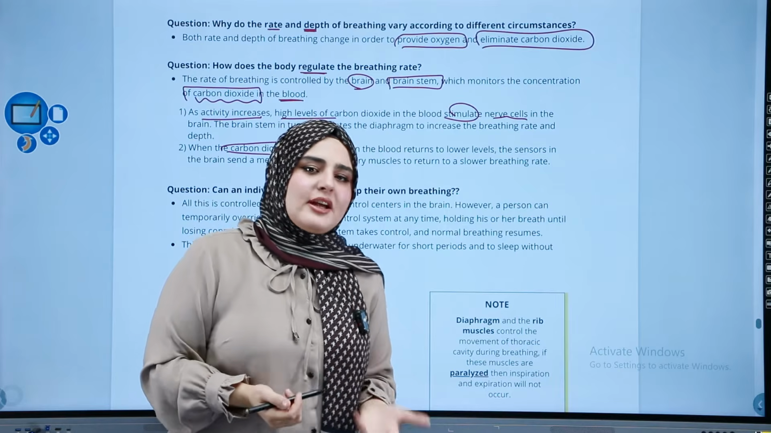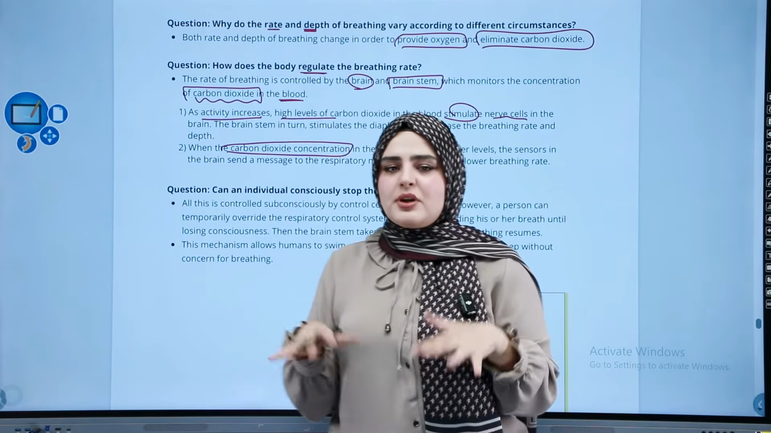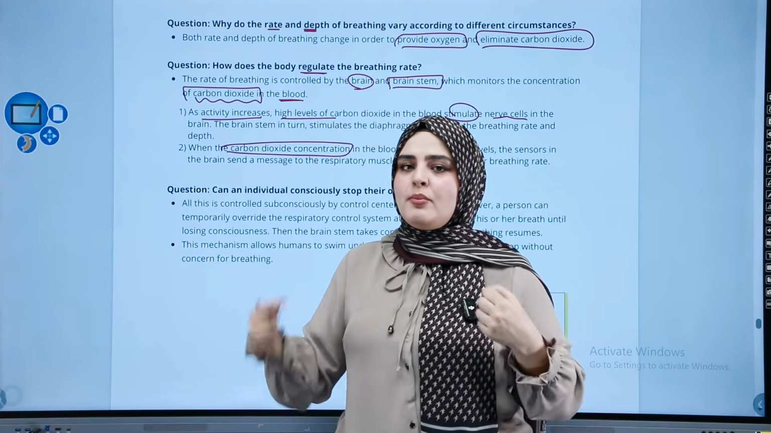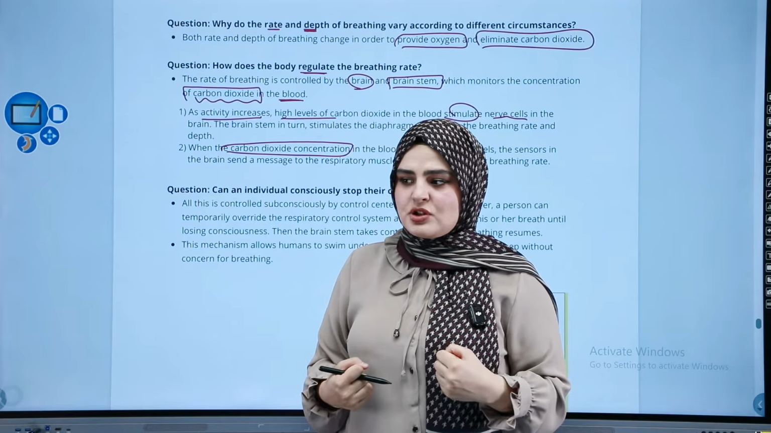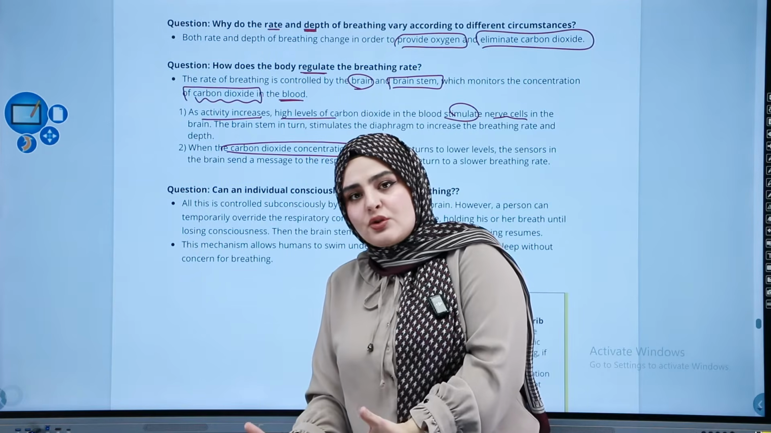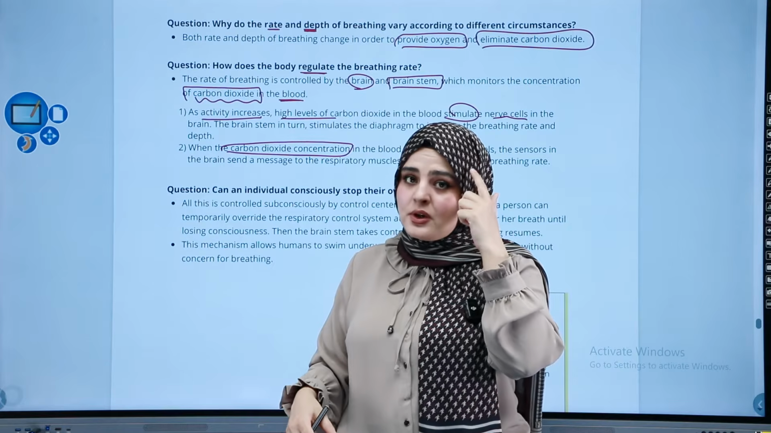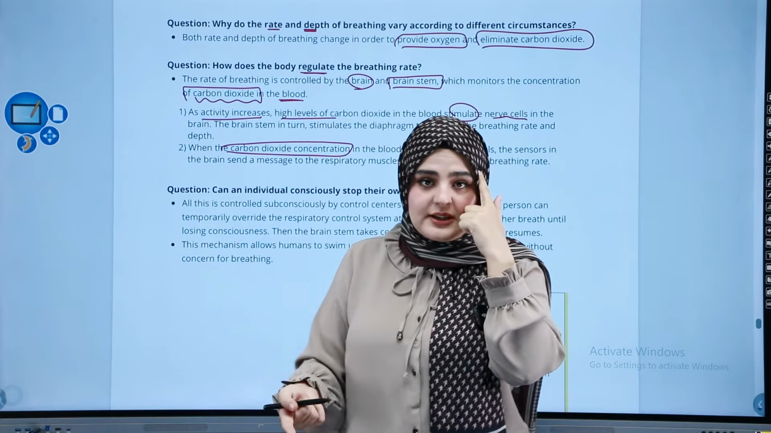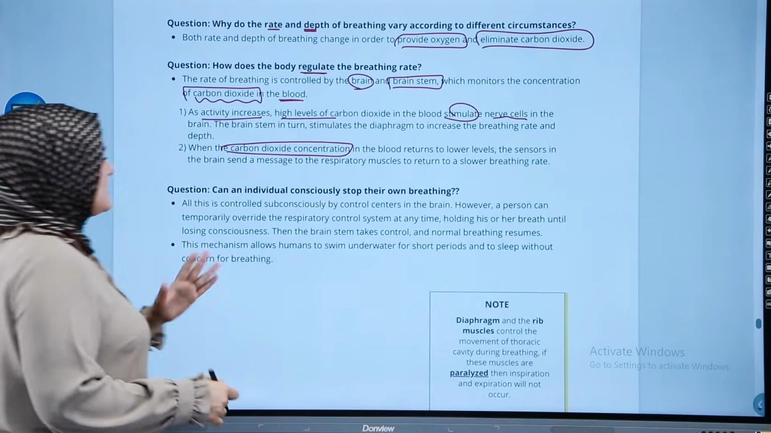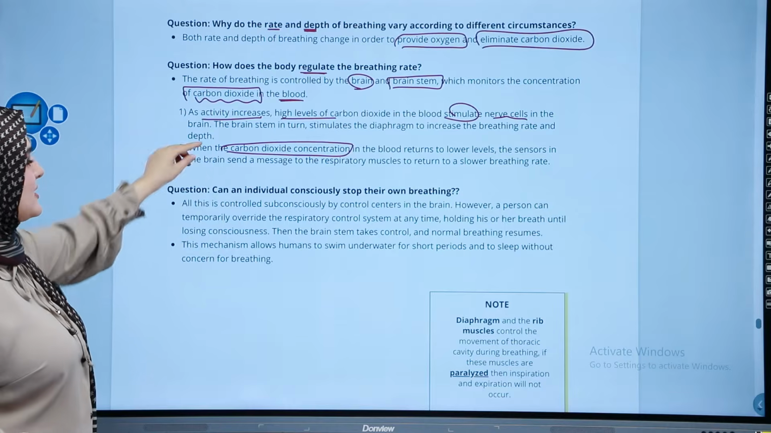So at the beginning of an exercise, your breathing is natural, but then your muscles use more of the oxygen, which makes more CO2, and the concentration of CO2 is what is going to tell your brain it's time to breathe faster. Okay? It's not about oxygen. The brain recognizes CO2.